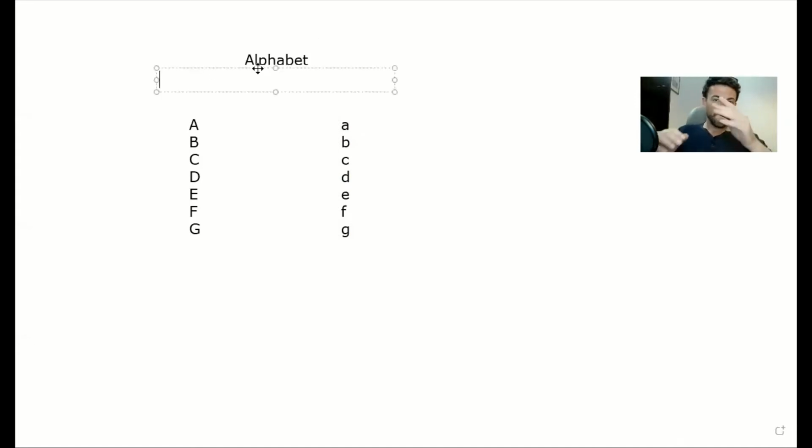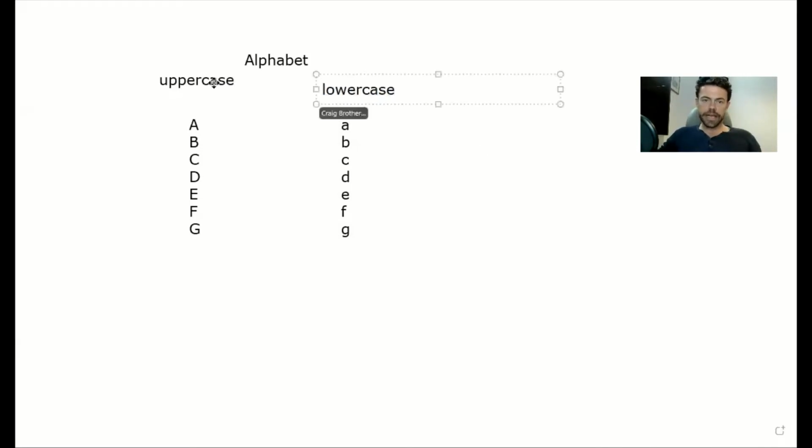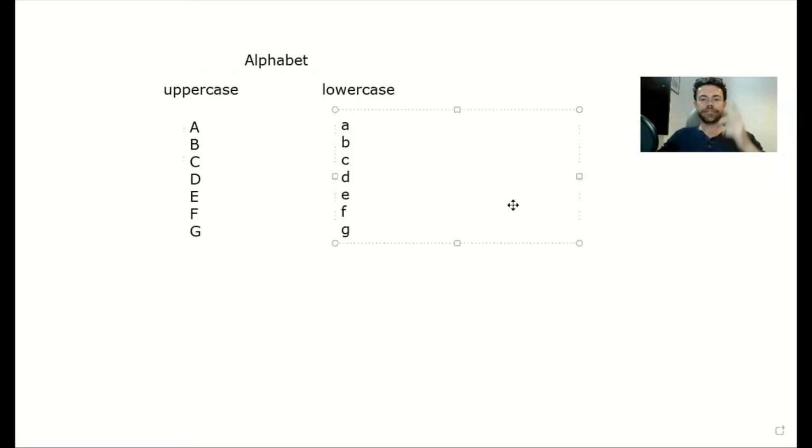So here on the left, we have the uppercase alphabet. And here on the right, we have the lowercase alphabet. Now, these things are not just about pronunciation. These are actually different letters, different alphabet. Okay, wonderful. So let's start over here with this letter A, as in the word save.